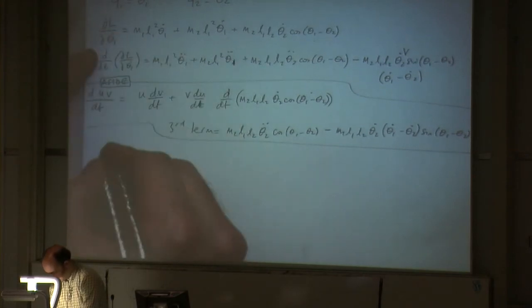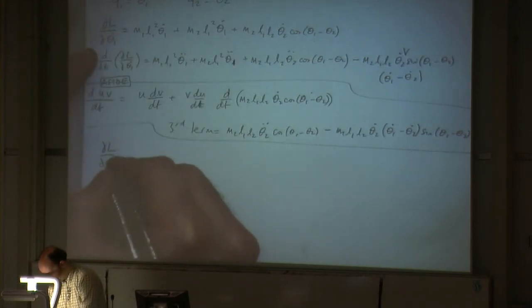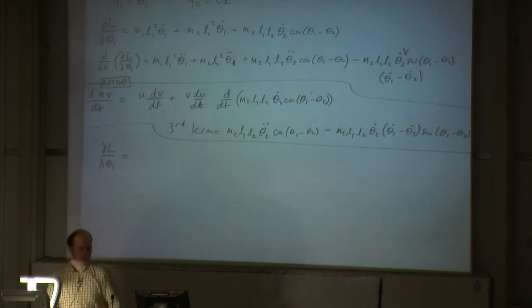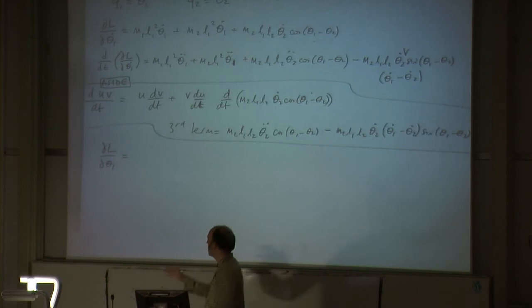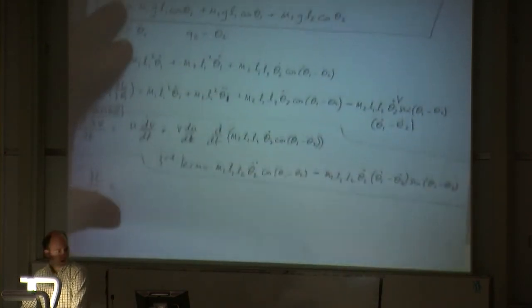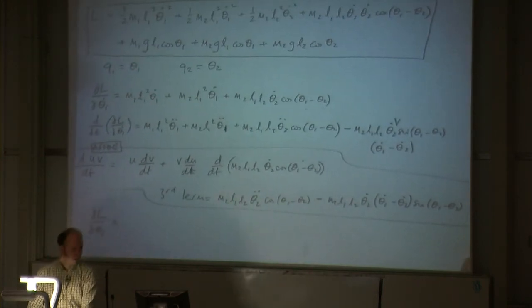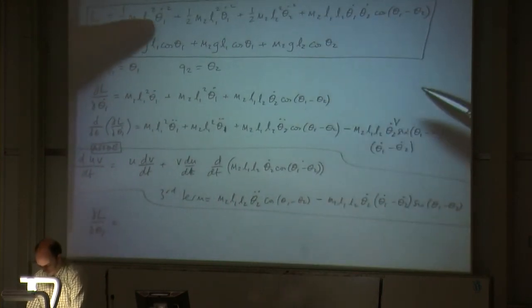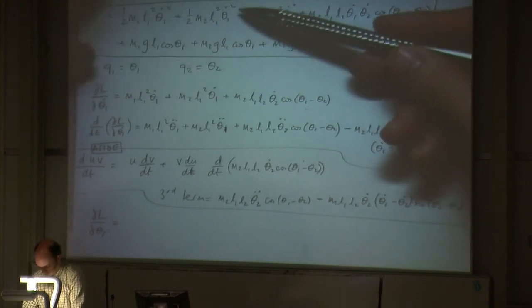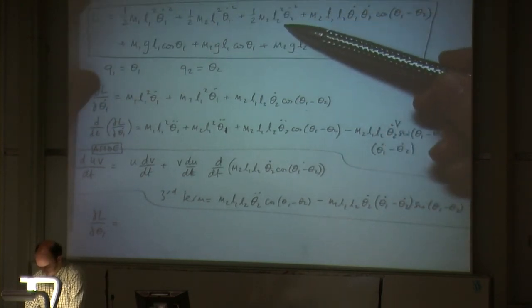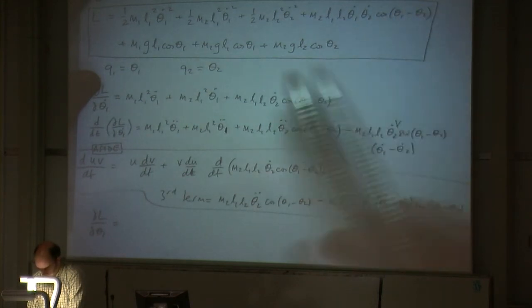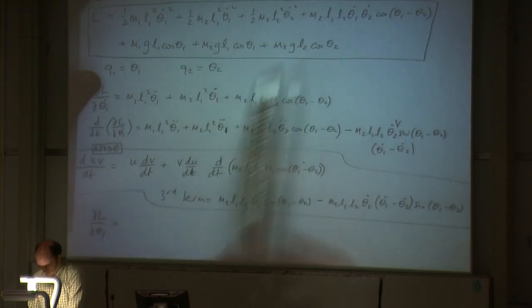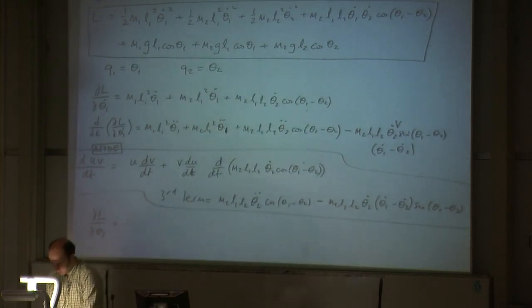So now we have to find dL over d theta 1 without the dot. So we take all the terms that have theta 1 in, and all the terms with theta 1 dot disappear. So let's go back up to our L equation. This term is a constant, that disappears. This term is a constant, that disappears. This term is a constant, that disappears. Here we've got a theta 1 in here, so we need to include that term. We need to include this term, but not this term. Okay, so let's do that.